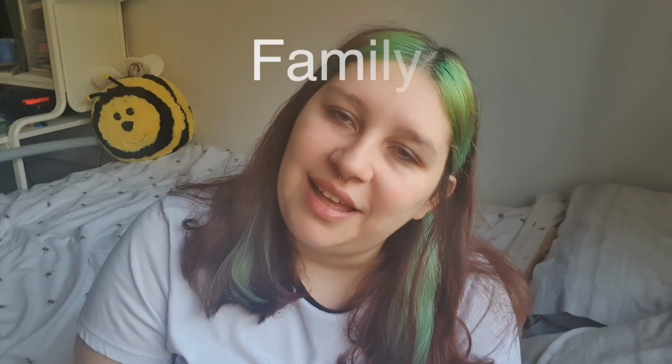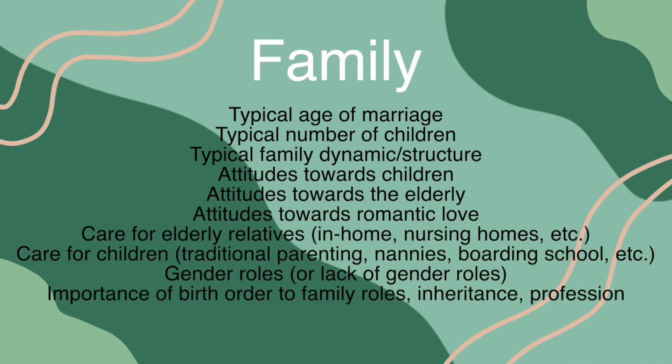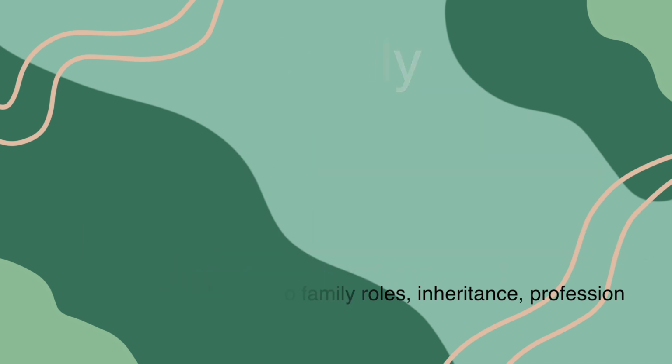Then we have family. Typical age of marriage, typical number of children, typical family dynamic/structure, attitudes toward children, attitudes towards the elderly, attitudes towards romantic love, care for elderly relatives, in-home, nursing homes, etc. Care for children, traditional parenting, nannies, boarding school, etc. Gender roles or lack of gender roles, importance of birth order to family roles, inheritance, and profession.